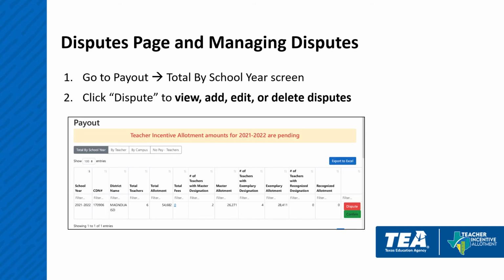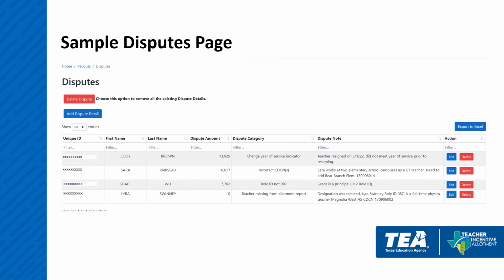So to submit a dispute, you'll go to the Payout Total by School Year screen, and you'll see that there is a green button and a red button. A green means all systems go, all data is correct, you're ready to confirm. If any data is incorrect, you'll want to click the red dispute button. So you'll click dispute to view a dispute, add a dispute, edit, or delete disputes, and it will take you to the disputes page. So this will keep a running list of any disputes that were submitted by the district.